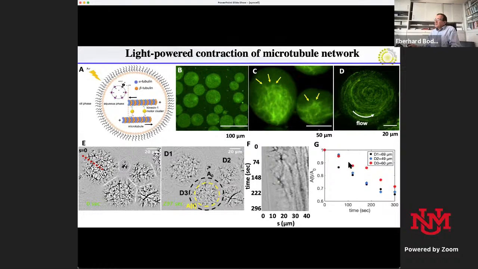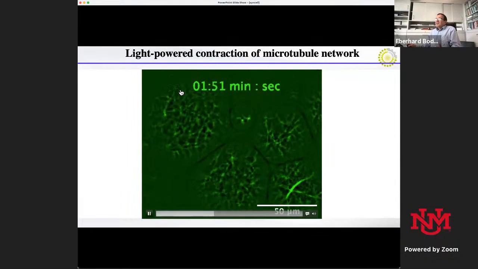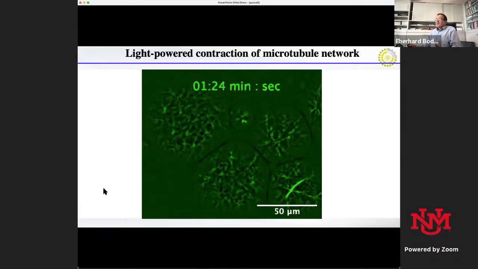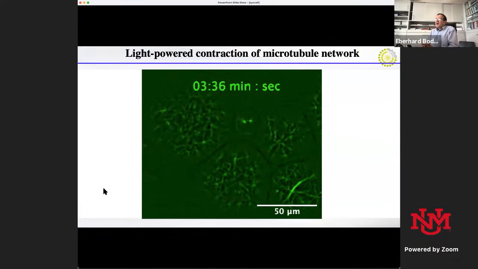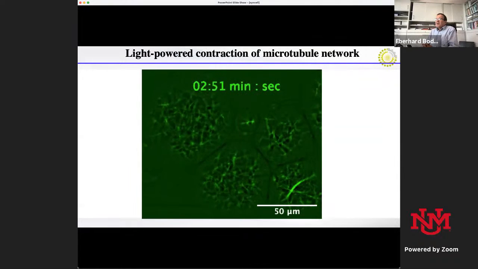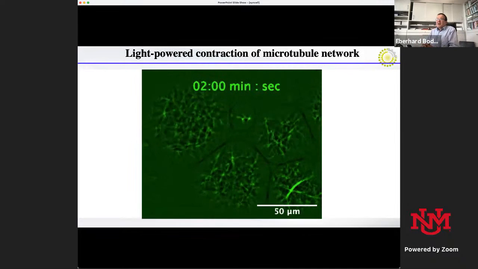And what you see, there's this strong contraction depending on the size of the water and oil droplets that they have been using. And so here you see a video of the light-powered contraction of the microtubule network over here. So this is really light-powered. If you turn the light off, this whole thing just stops.